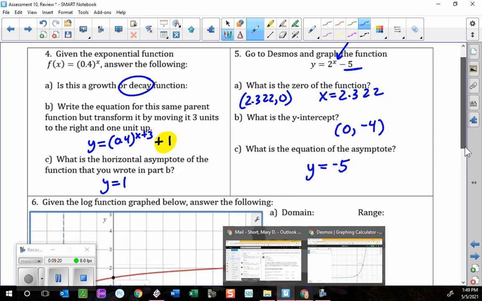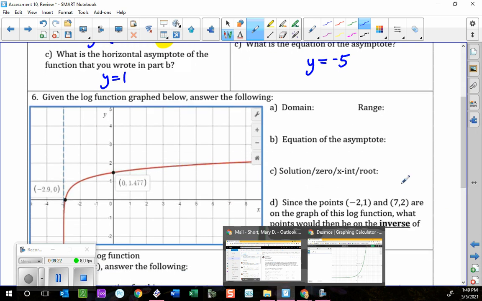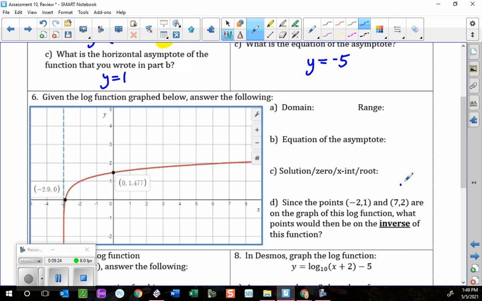All right, so now on the next part, we're switching over to logs. So this is a log function I've given you right here. So notice that it is everything to the right of -3. So here's my asymptote, x equals -3 right there. And everything is to the right of that, so that's my domain. That's the width of the graph. So -3 to infinity. It's not touching -3, even though it looks like it's touching -3, but it's not.